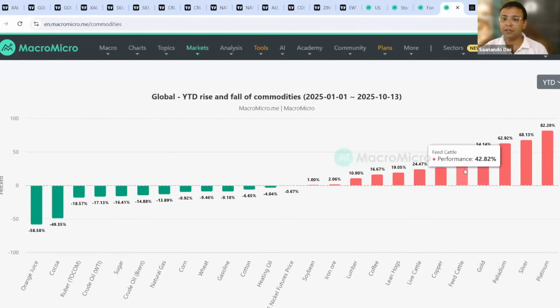Then we have feeder cattle that is up 42%. Copper is up 27%. Live cattle demand is showing up, 25% up. Lean hogs, meaning pork, they are up 19%. Lumber, that is up 11%, will be contributing to US housing cost, whereas many others, especially the agricultural commodities, have not done well. The worst performers have been orange juice and cocoa.